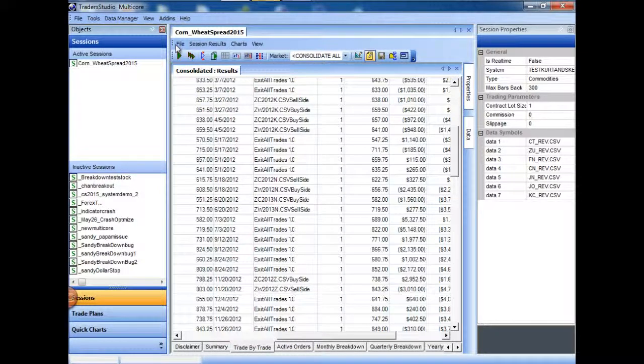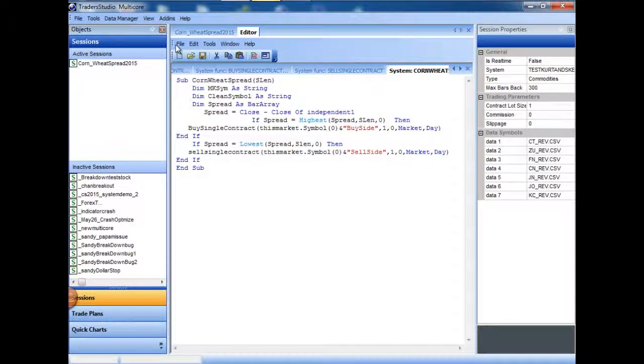Now let's look at the code associated with this. It's very simple. Here's our corn wheat system. Basically, if we're trading a spread, if the corn versus wheat spread, corn minus wheat spread, is at its highest level, then the wheat versus corn spread has to be at its lowest level. So that means we don't care which market we're trading, because in the case of this particular spread, they're mutually exclusive.